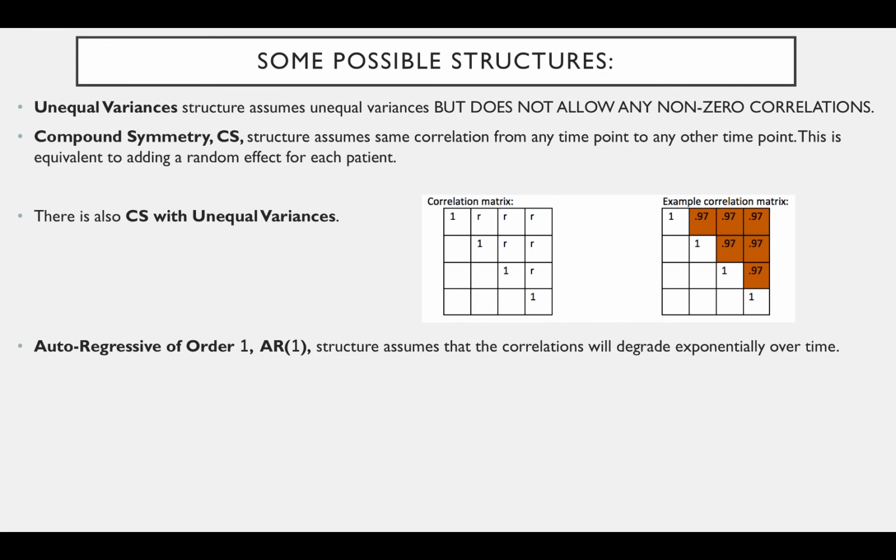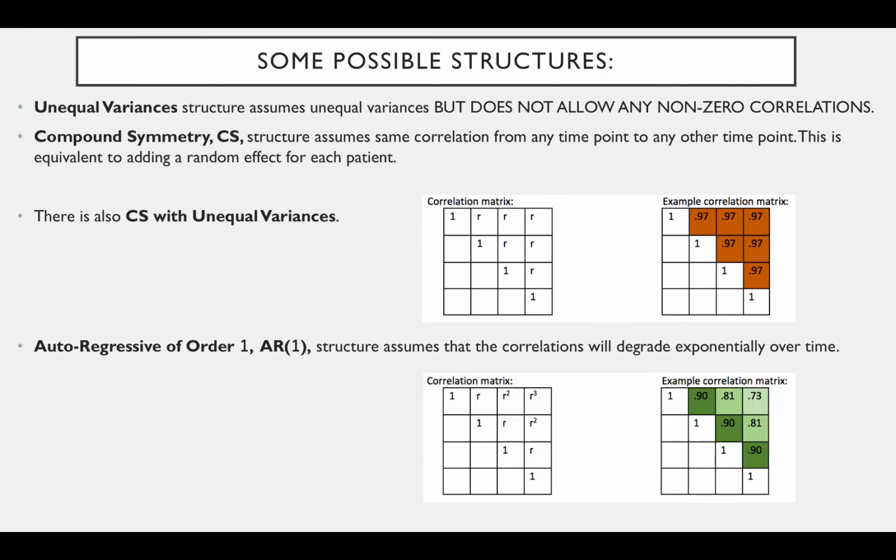What does match our situation is the AR1 structure, or autoregressive of order 1. This structure assumes that the correlations will degrade, specifically that they'll degrade exponentially over time. Every time we change by 1 time unit, they're going to degrade exponentially. So the AR1 says when you're 1 time unit apart, maybe your correlation is 0.9. When you're 2 time units apart, now it's 0.9 squared. When you're 3 units apart, now it's 0.9 to the third. So you get smaller and smaller correlations as time passes.